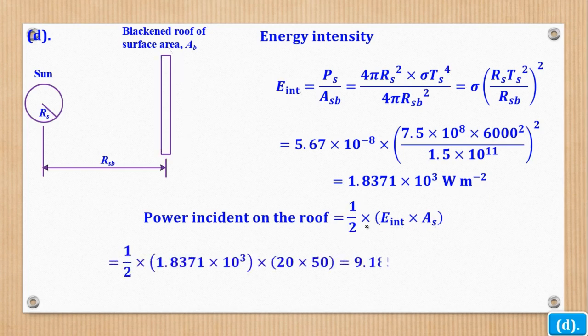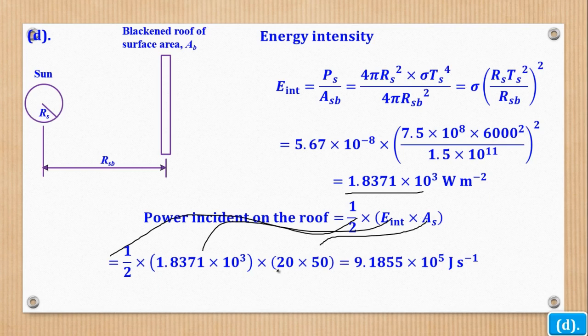Therefore, you come and substitute. This half was given in the question. This one is the energy intensity, which you have calculated here, and this is the area of this surface, which, remember, was 20 by 50. So in the end, we shall come up with this as the answer, joules per second. So joules per second is another unit for power.